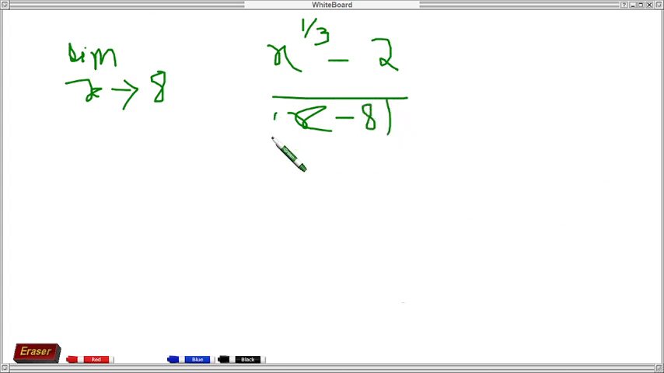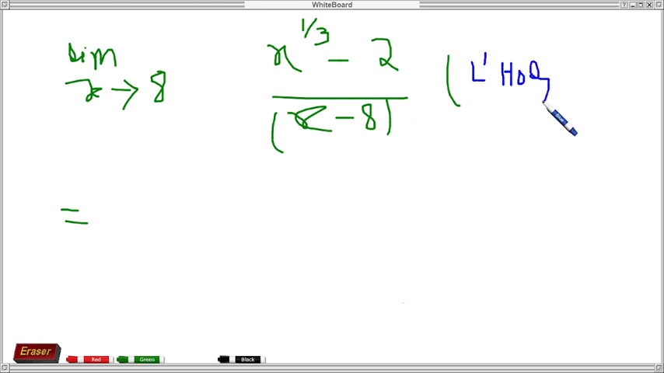So simply, what will be the limit x tending to 8? You have to use L'Hopital rule. If you use L'Hopital rule, that becomes very easy.